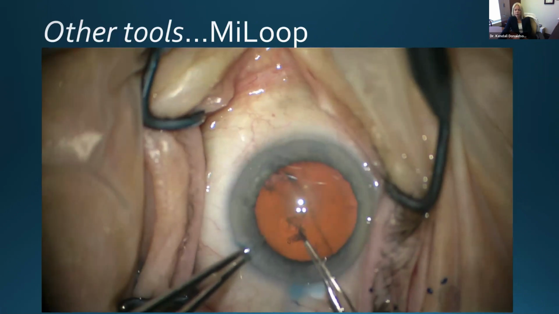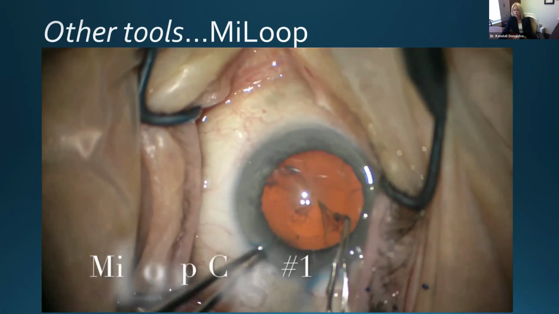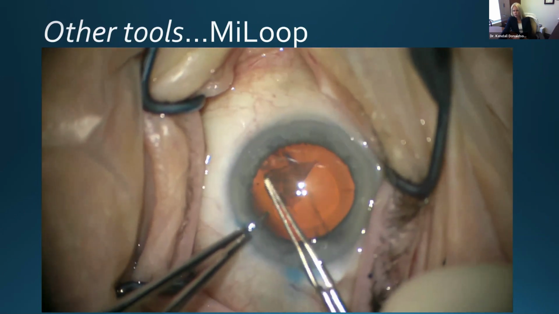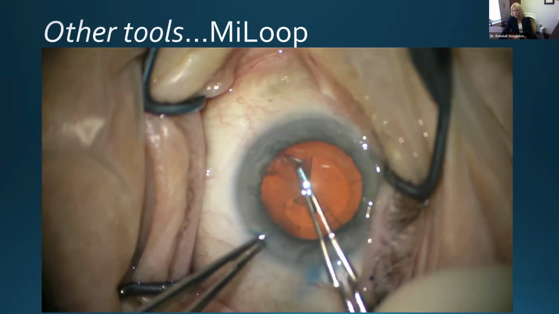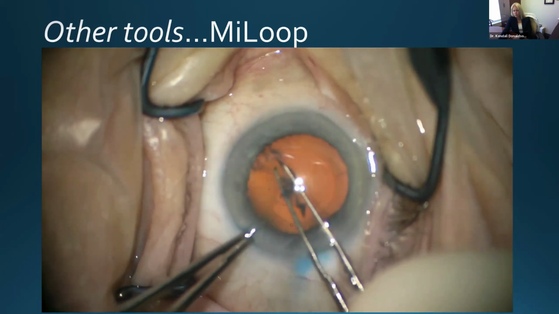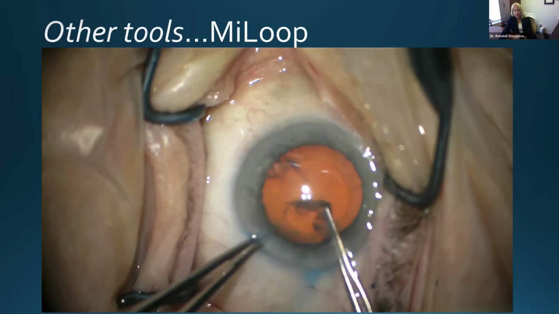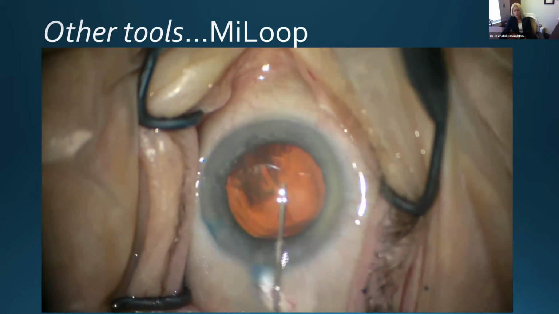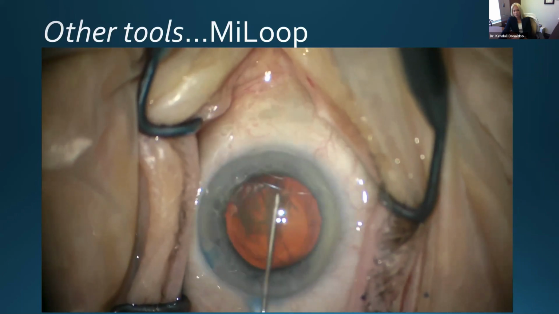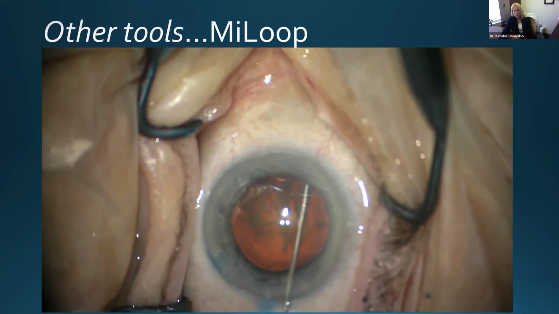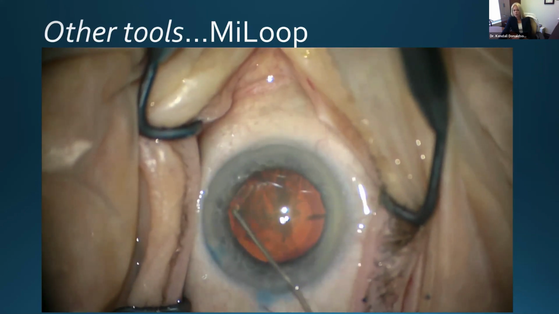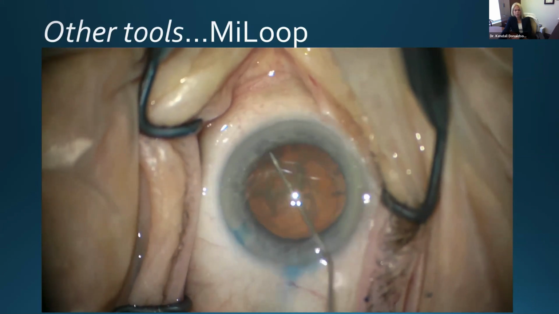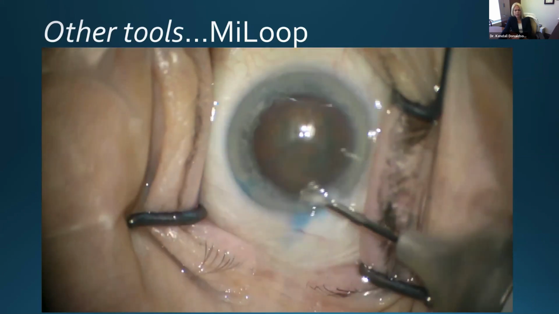We can skip over my loop in the interest of time, but I find that in very dense lenses, a lot of times the MyLoop is helpful. I used Trypan in this case just for teaching purposes, so we could see how the MyLoop fits under the anterior capsule. We'll watch just a few seconds of this. We don't have to watch the whole thing. I don't know if you've seen MyLoop before, but it can be a very inexpensive way to help segment a nucleus. You want to get a nice hydrodissection there.